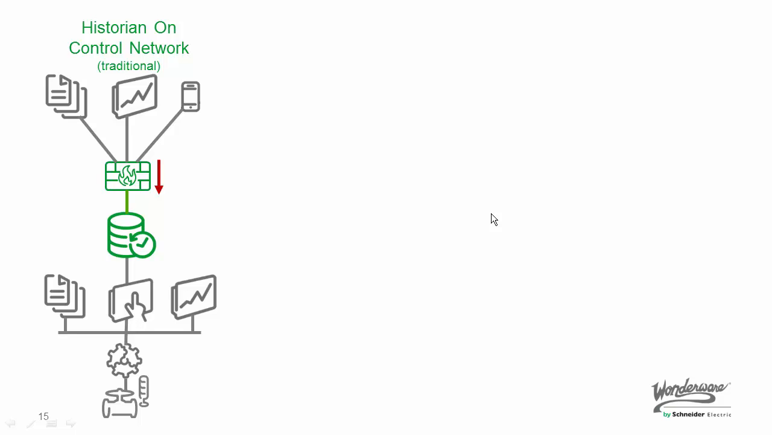So there's several approaches for addressing this in the past. So kind of the traditional approach has been put your historian on the control network and open up the firewall to business network users to be able to access it. The big problem with that is really around the level of exposure you've given the control system to outside attack.